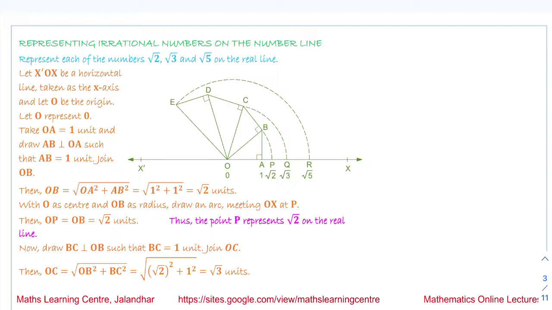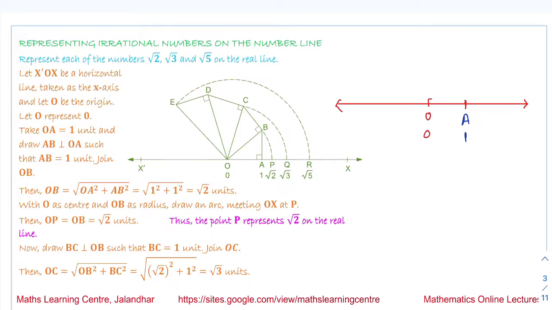How we start drawing this number is that first of all we draw a horizontal line and we mark a point O on it and we call this point 0. Then we mark a point A at a distance of unit length from this point O, just as we do in the case of real number lines. In the case of integers we have drawn this, in the case of rational numbers we have done the same. Now we are drawing the irrational number square root 2.